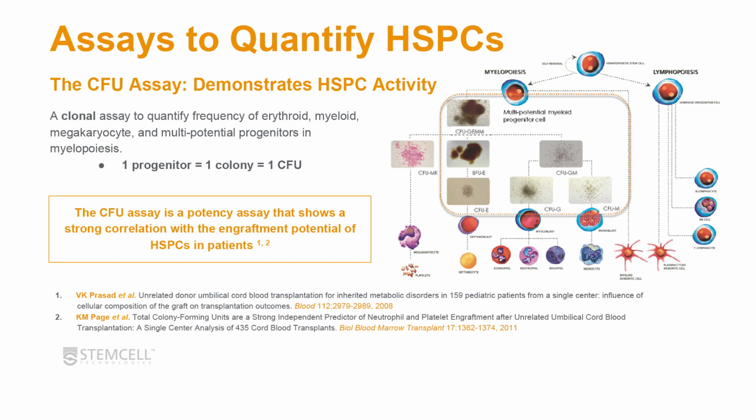Okay, so when you look at assays to quantify hematopoietic stem and progenitor cells, really the workhorse has been the CFU assay. It demonstrates hematopoietic stem and progenitor cell activity. It's a clonal assay. When you look at the diagram here, you'll see some images of measuring a progenitor cell. The difference between a progenitor cell and all the mature cells is that unique ability to grow. If it's a very early progenitor, it might have multi-potential, which means that it can make mature cells of different cell types.